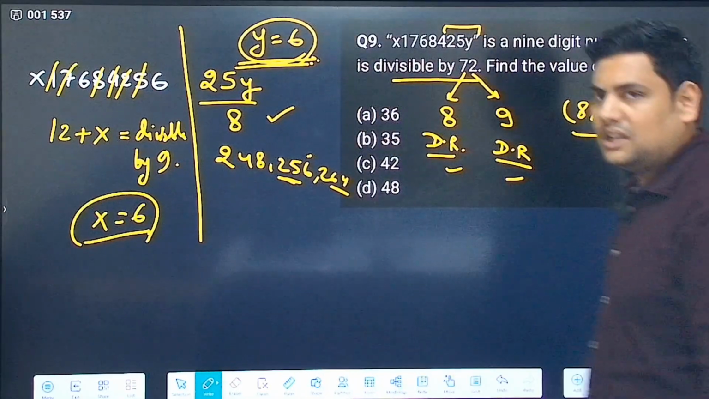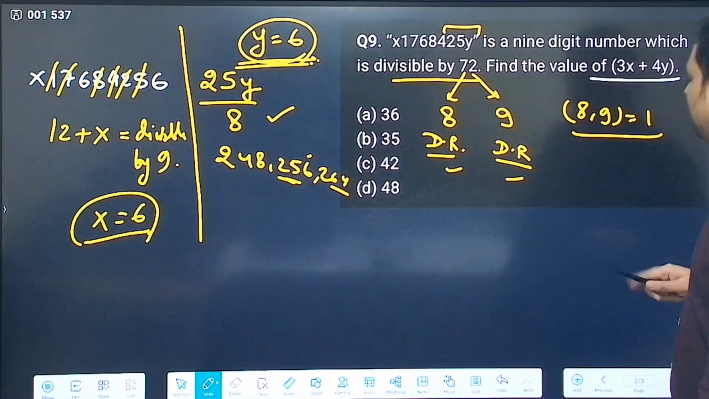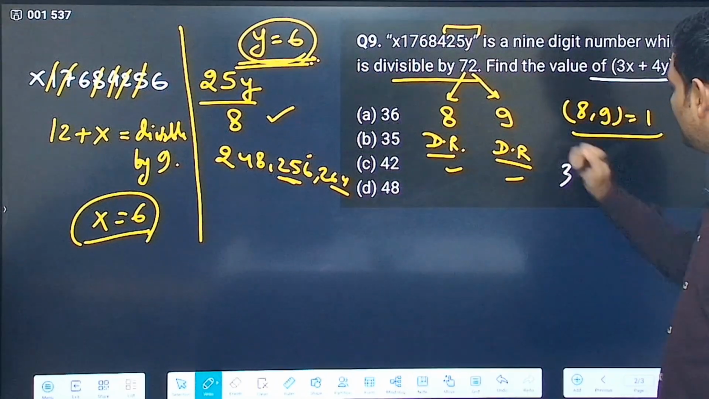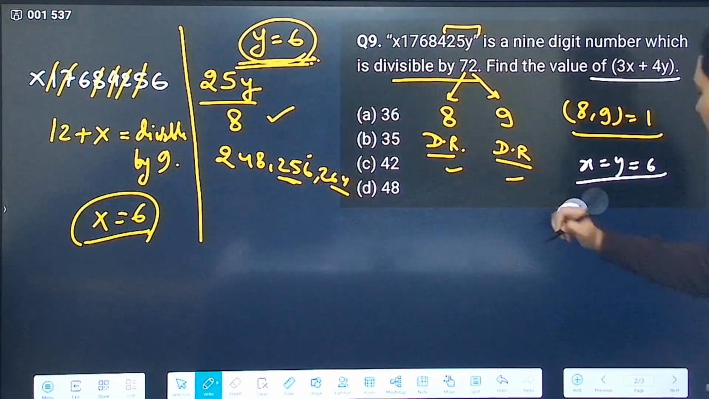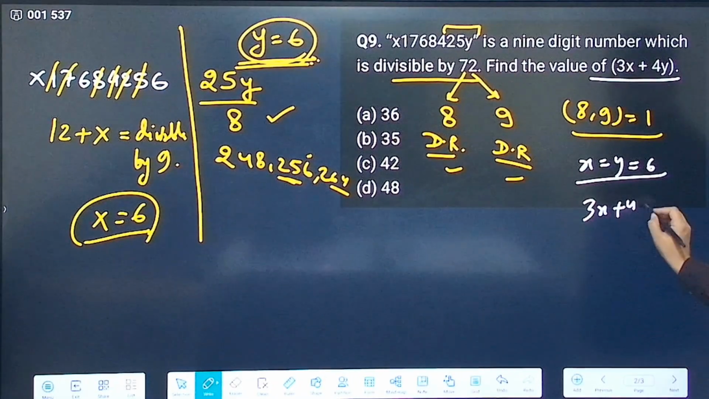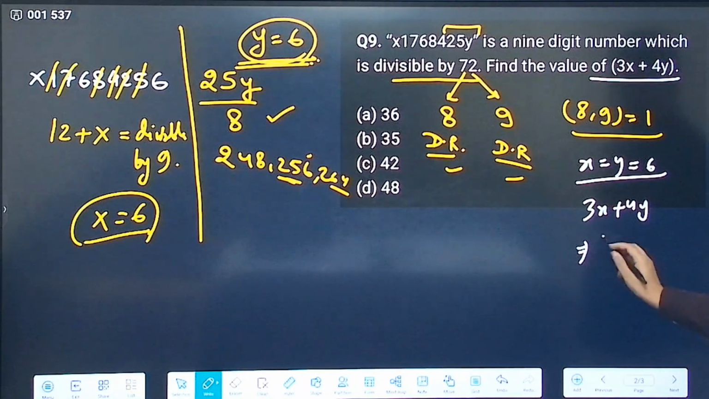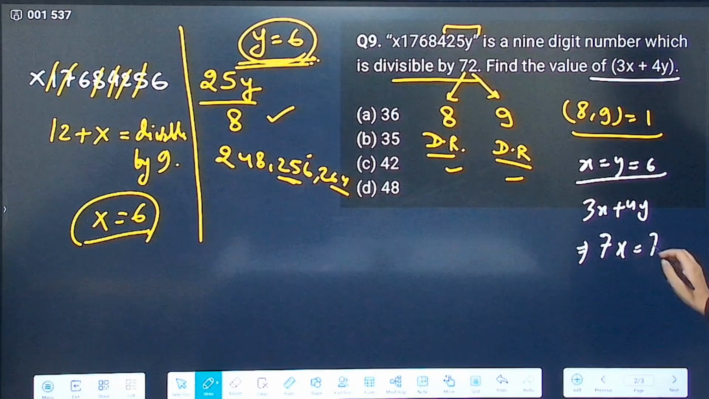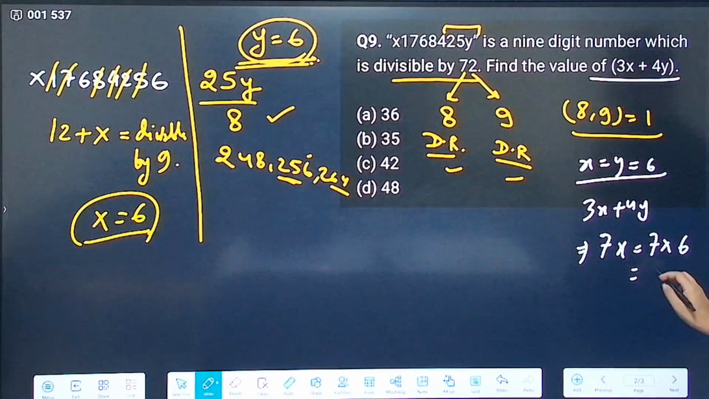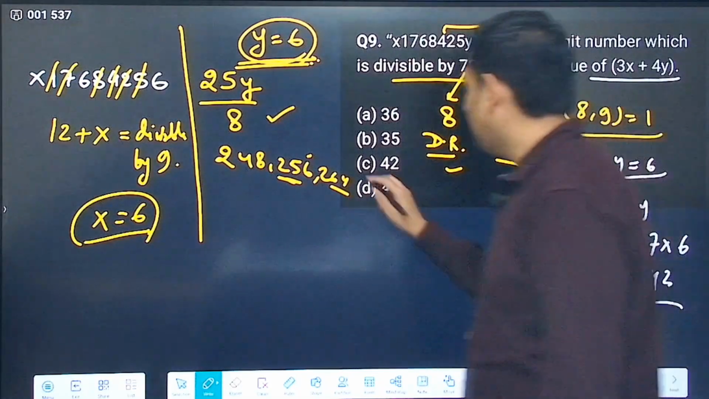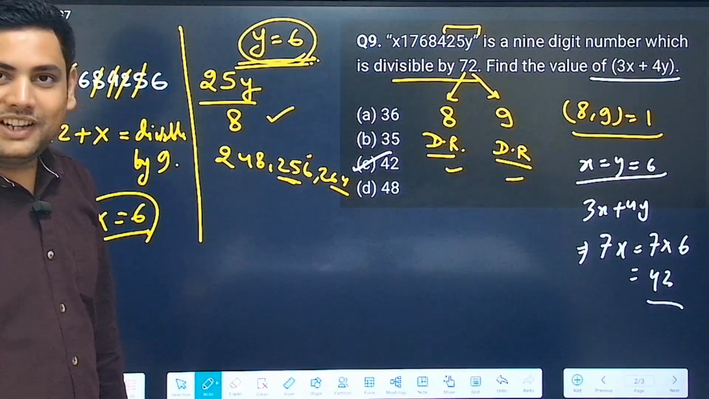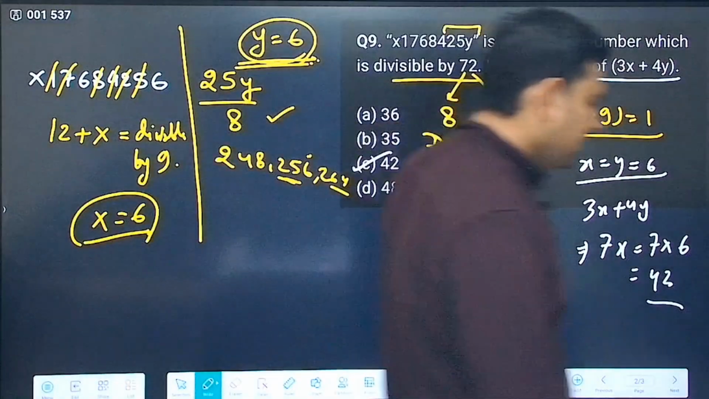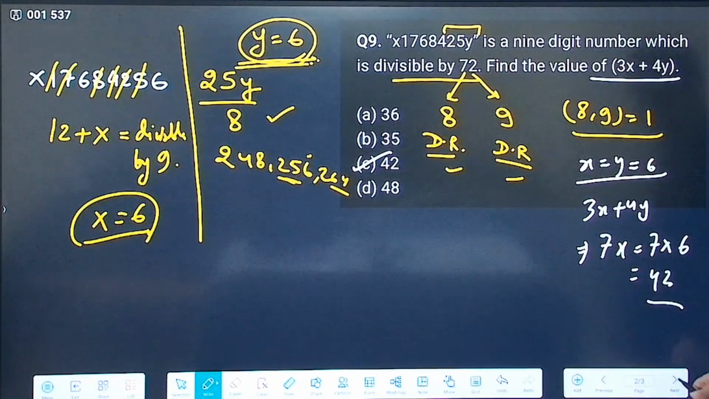Now you have got both the values of x and y. It is asking you the value of 3x plus 4y. So essentially what you got is x equals y equals 6. The value being asked is 3x plus 4y. Essentially, if both are equal, I can write it as 7x. What is the value of x? x is 6. So 7 into 6, 42 becomes the answer. That's it. Simple? Okay. Then, let's do this one.